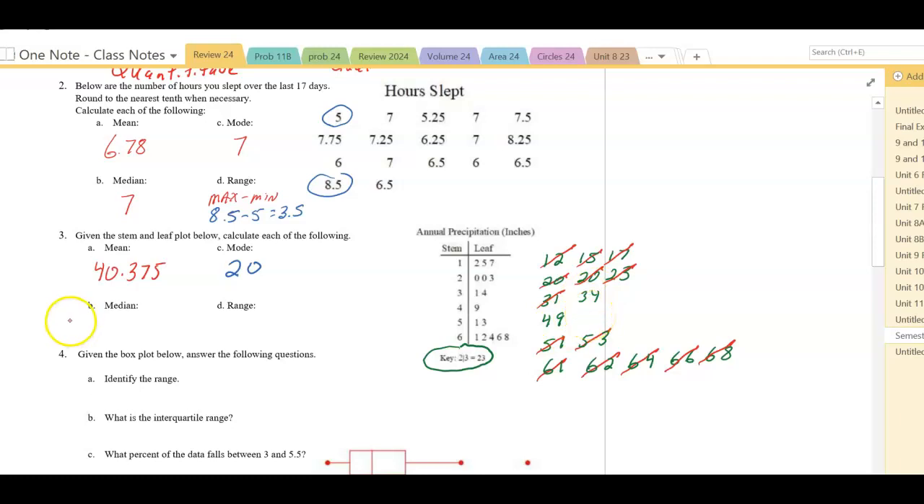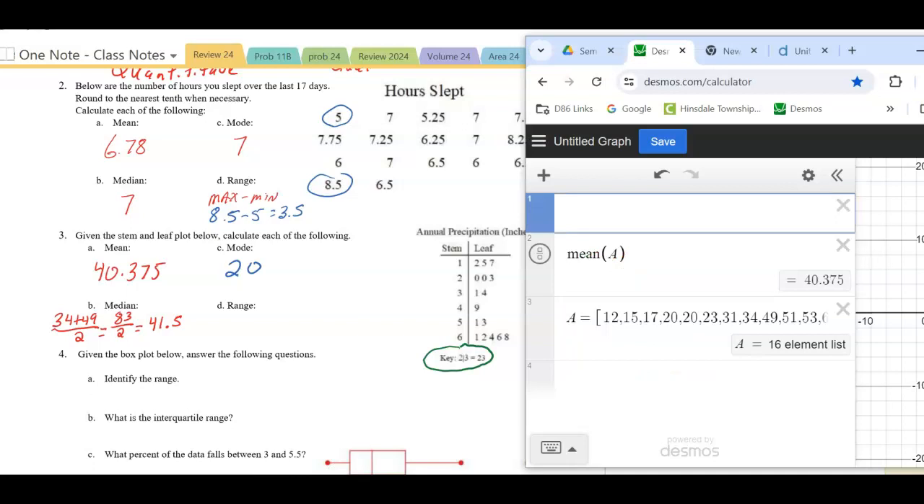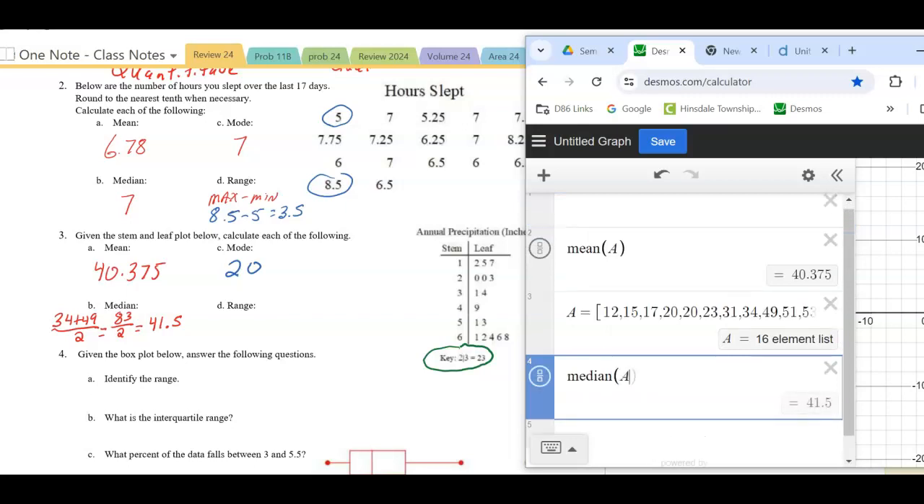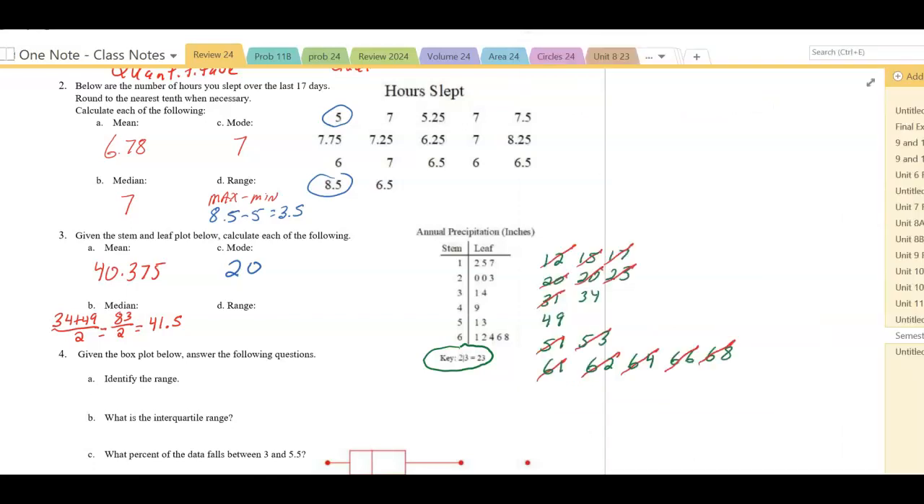Since there isn't a middle number to find the median, I could add those 2 up and divide by 2. Doing that on my calculator, I get 83 over 2. Dividing that, I get 41.5. If I use the Desmos calculator and I were to type in the median of A, we could validate that answer. Notice I get 41.5. The range is the maximum value minus the minimum value. So it would be 68 minus 12, and that's going to be 56.